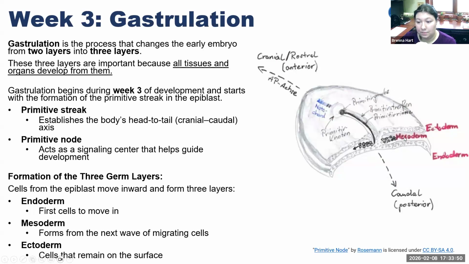Your mesoderm is going to come in next. Think muscle, skeletal, cardiovascular. And then the ectoderm is going to be the last bit, and these cells remain near the surface. So think of like skin and neurovasculature, nerves.